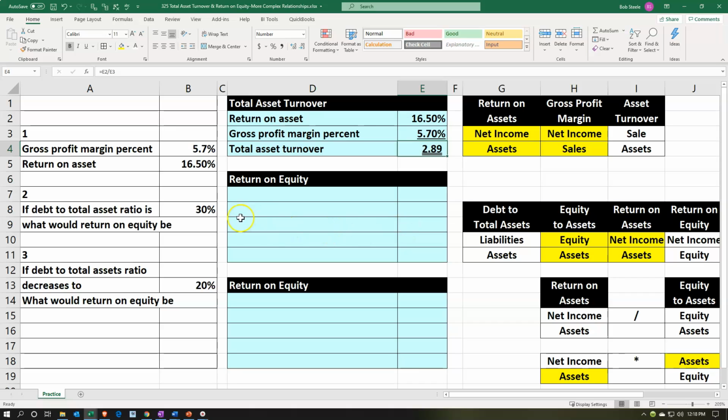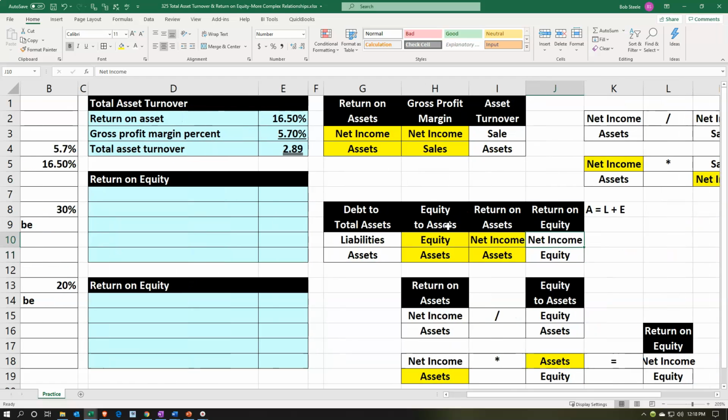Well, they gave us this 30%. So what's going to be the calculation? That's going to be the debt to total assets. So we know that that's going to be liabilities over the assets, debt to total assets. So we have that, and we're trying to get to this number over here, which is return on equity, which has net income over equity. So we're looking for net income over equity.